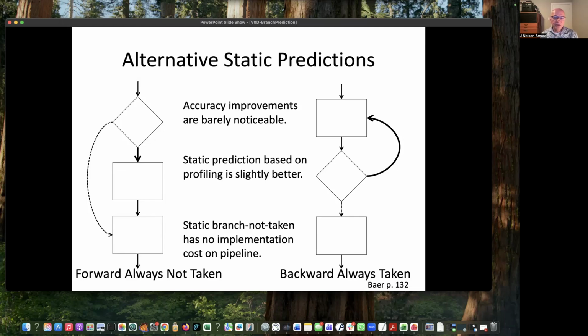And of course, as I mentioned, if you do a static branch not taken prediction, you have very little implementation cost on the pipeline because you simply keep fetching the next instruction after any branch. Of course, when that is a misprediction, then you have to squash the instructions that you have fetched speculatively. So for every taken branch, you're going to have a branch misprediction penalty.